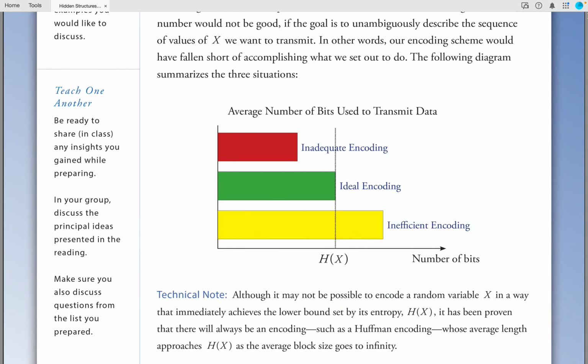Technical note: although it may not be possible to encode a random variable x in a way that immediately achieves the lower bound set by its entropy, it has been proven that there will always be an encoding, such as a Huffman encoding, whose average length approaches H(x) as the average block size goes to infinity.